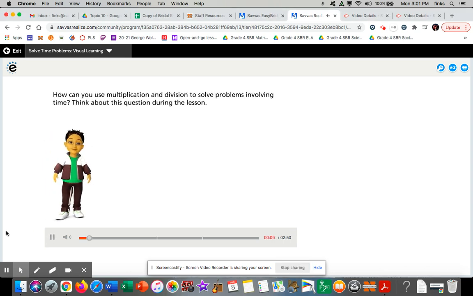How can you use multiplication and division to solve problems involving time? Think about this question during the lesson.